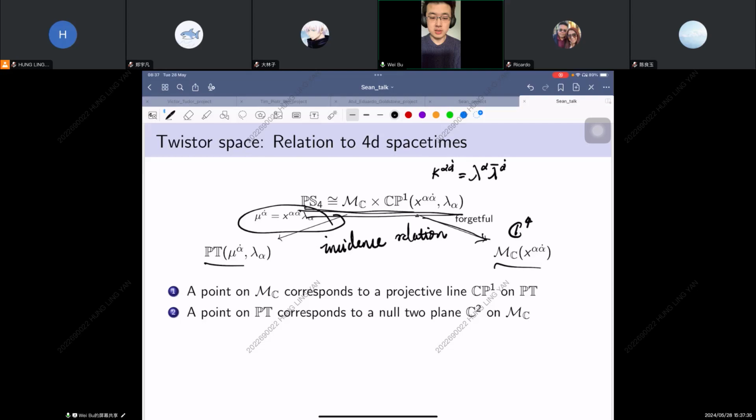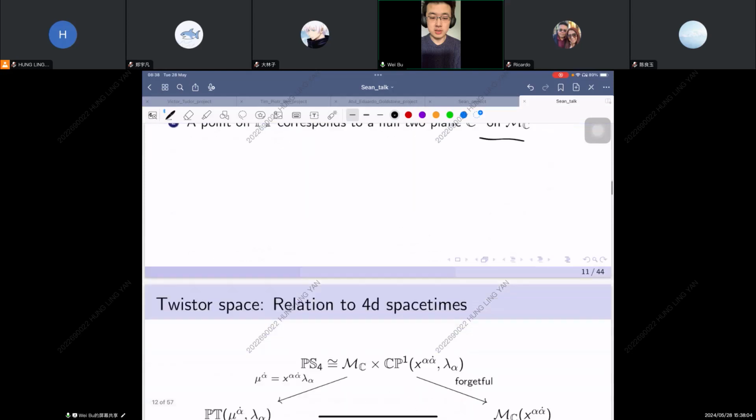So for example, like I said earlier, a point on Minkowski space corresponds to a projective line, CP1, on PT. This is just the fact that you pick a point on Minkowski space and ask how many orientations of lines can I have: a CP1. So that corresponds to a CP1 on PT. And a point on PT gives you a line on Minkowski space, but it's complexified, so it's a null two-plane, P2. These relations you can see both of them from this incidence relation.